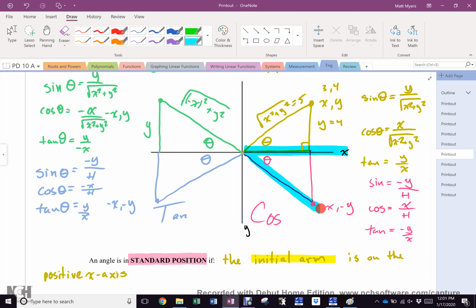Okay. What if I told you I mean the pink angle? Pink theta right there. Do you think that is in standard position? Yes or no? Okay, and why do you think that? One arm is on the x-axis. All right, everybody cool? Keep that in your head. We're going to come back to that.